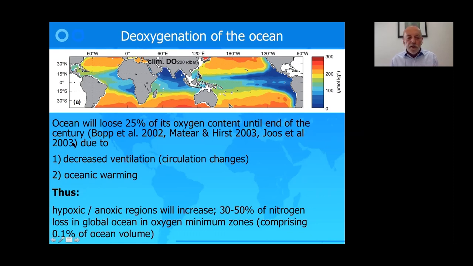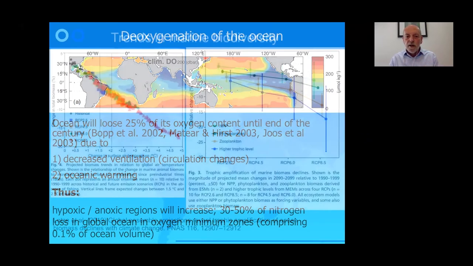But this 0.1% of the ocean volume, where we don't really have oxygen present, is responsible for 30 to 50% of the nitrogen loss as nitrous oxide. So there is nitrogen lost from the ocean into the atmosphere in the form of nitrous oxide, and this is also a greenhouse gas.